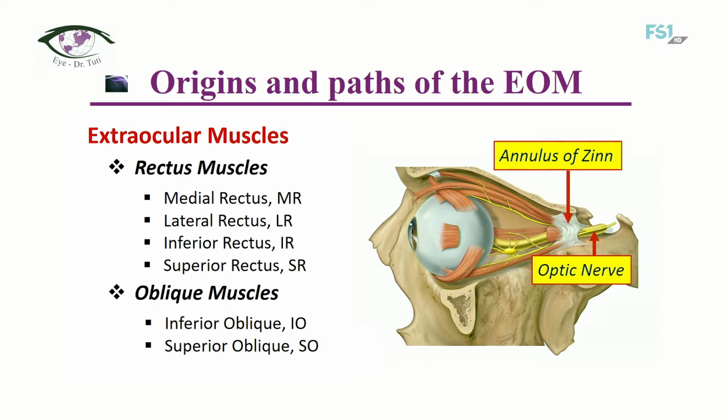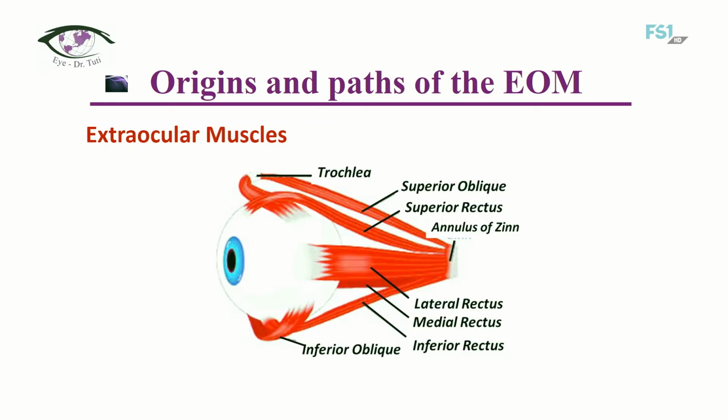So, superior oblique muscle, as I said, does not originate from the annulus of Zinn, as well as the inferior oblique muscle, which originates much more anteriorly from the periorbita of the inferior nasal orbital rim, adjacent to the anterior lacrimal crest. And this is just a slide with a picture where you can see all these muscles.